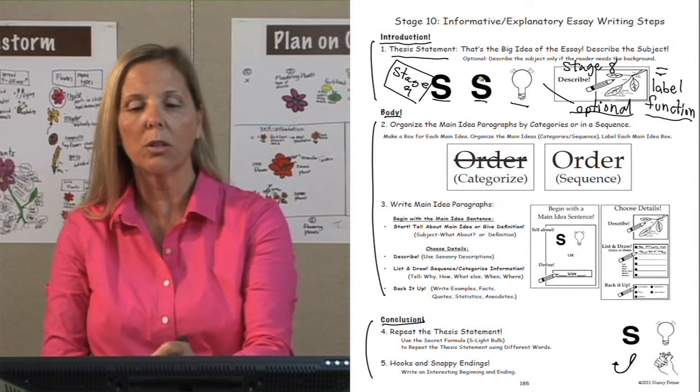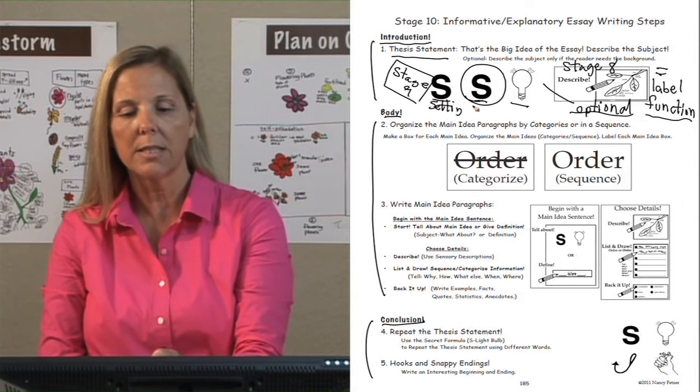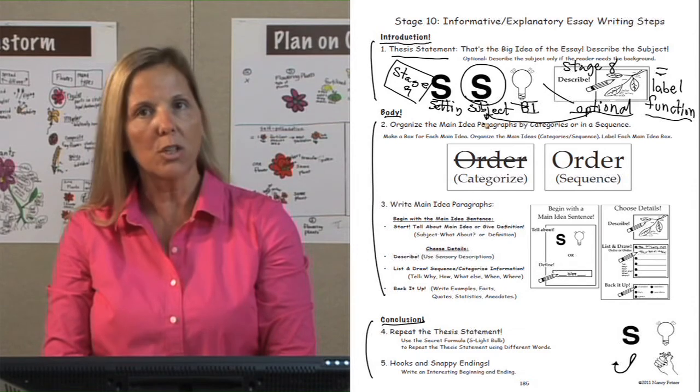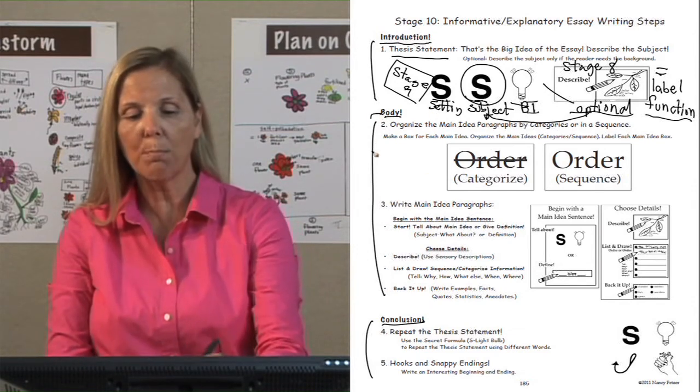Again, this is optional, only if we need it in our secret formula: setting, subject, big idea. Do we need to have background, a description of this subject, before we go into the body? Let's go to the body.